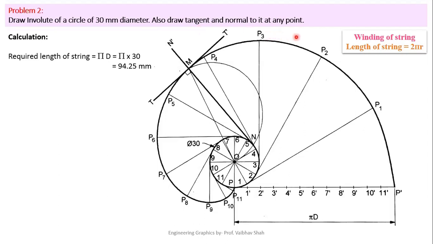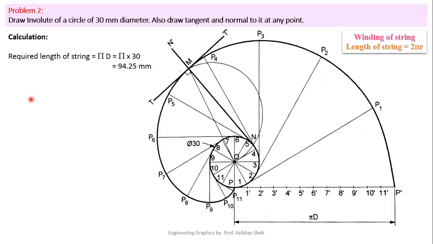So once again we are assuming that here we are winding the string. So we are taking winding of string as our condition. Second, here the length of string would be once again exactly equal to your circumferential length of your circle, which is nothing but 2 pi r, or you can say pi d.